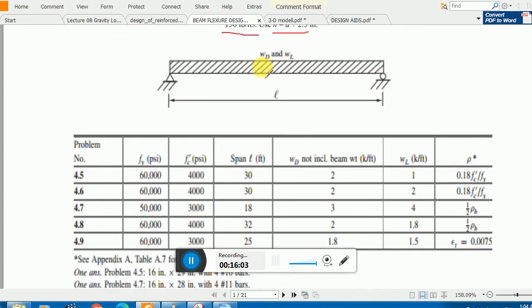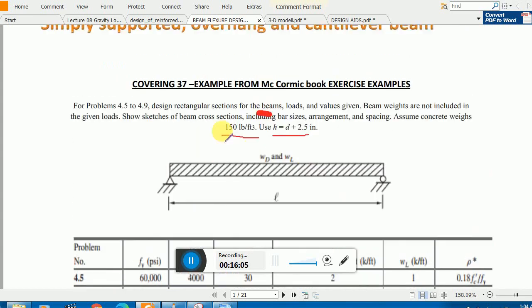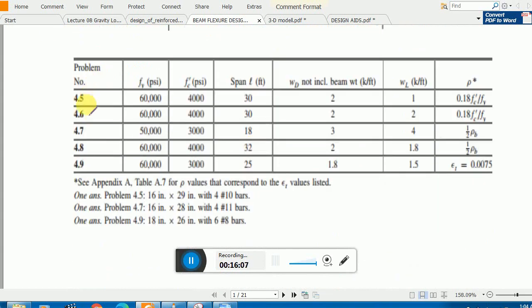Now this is the beam, and the basic purpose of these examples is to know about the variation when your yielding stress is changing, your f'c is changing, your length changes: how it will affect d, and how it will affect the reinforcement. Basically here the reinforcement ratio rho is given. For the first two examples you have to use this one, and for the other you have to use 50% of rho b, and here a strain ratio is given.